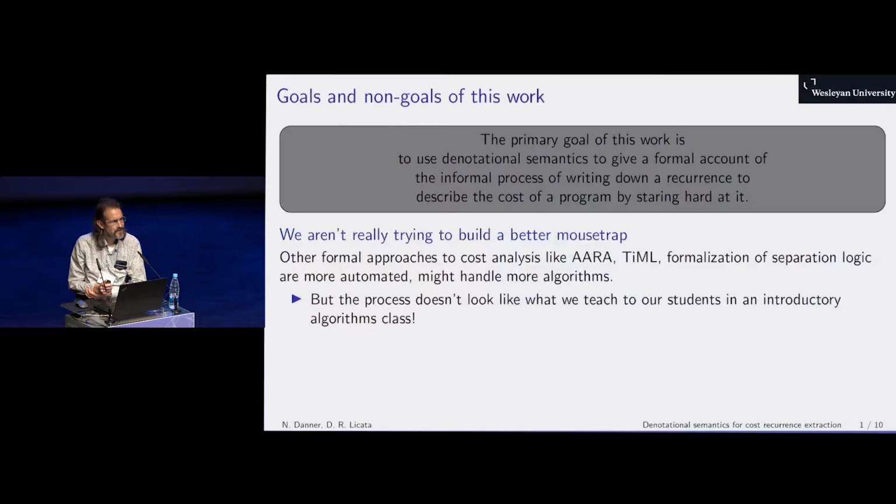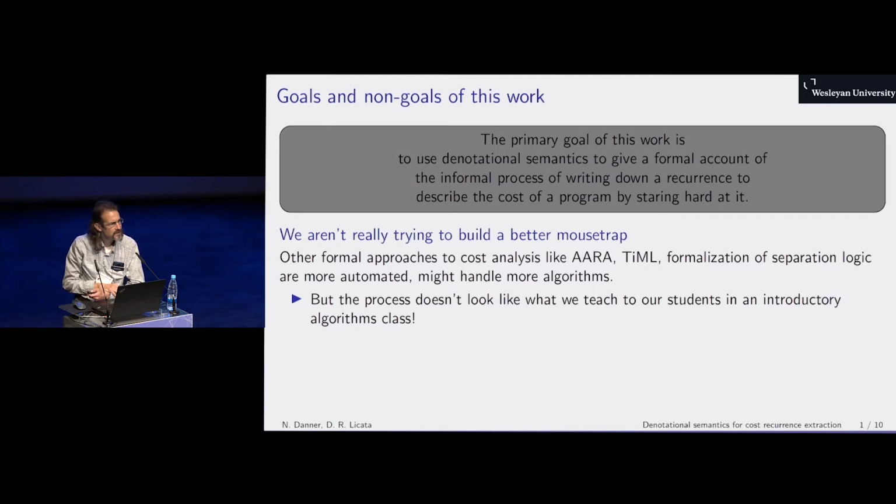Good. Okay, so the primary goal of this particular paper is to look at the informal way that we analyze algorithms. Given some sort of functional program, especially when we're teaching undergraduates, we look at the algorithm and write down a function on the board that looks a lot like the algorithm. It's supposed to represent the cost in terms of the size of the input, and that's what we'll call a cost recurrence. So we write that down, and then we go ahead and solve it or come up with some sort of closed form, et cetera.